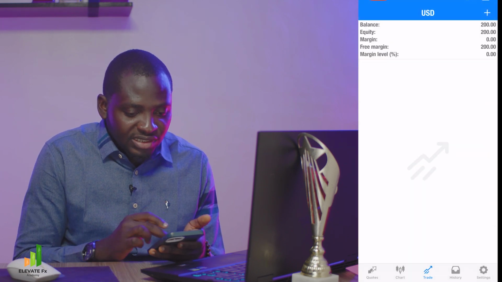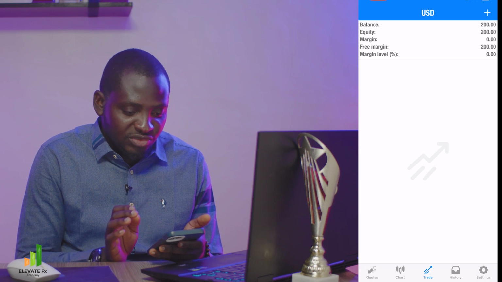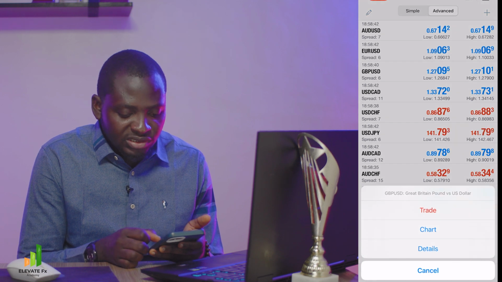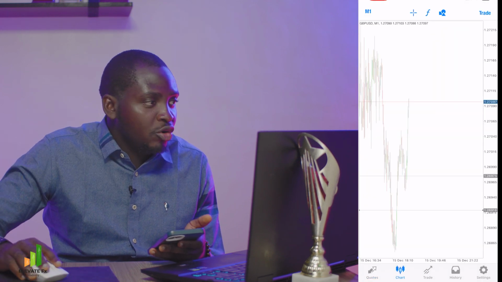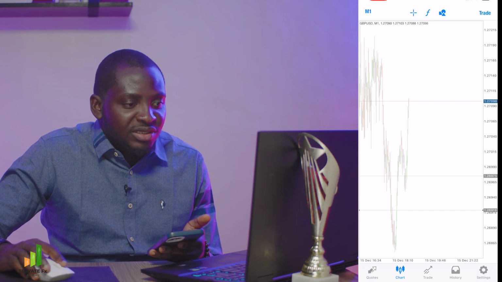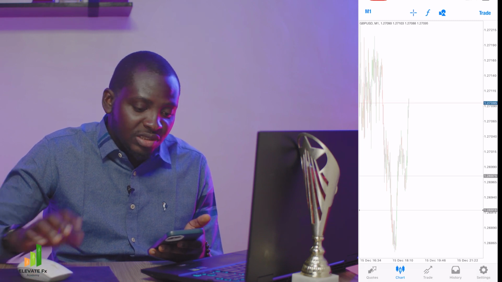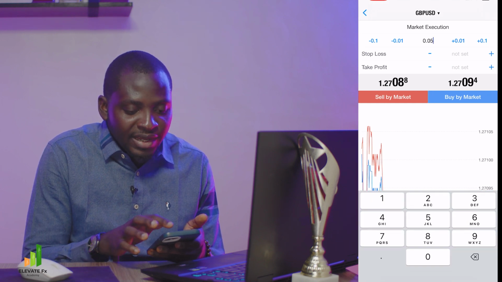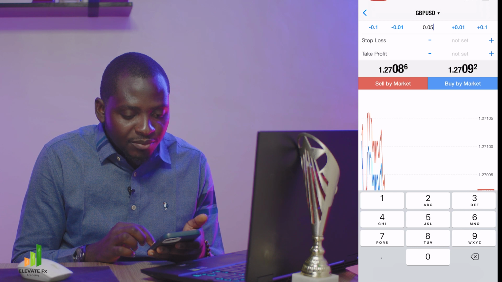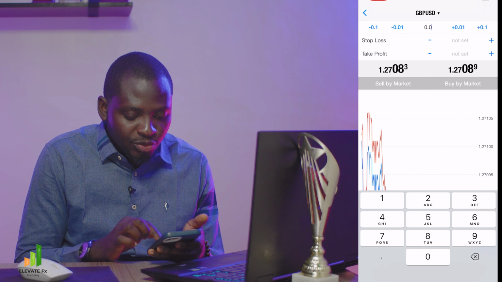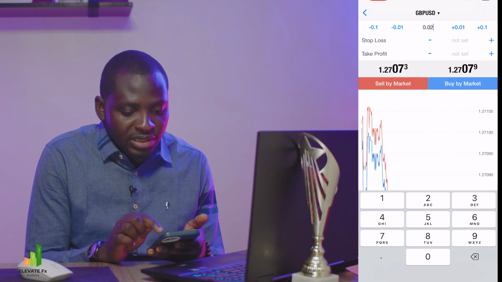So let's say, for instance, we have a $200 account set up already for this demonstration, and you want to trade GBP/USD. You go ahead and select GBP/USD. Let's say you've done all your analysis on the charts already, and you believe that GBP/USD is going to sell or buy, as the case may be. You go ahead and click trade. You select the lots you would like to utilize for this trading, the quantity you'd like to purchase. So let's say you're using 0.02. You go ahead and click buy.